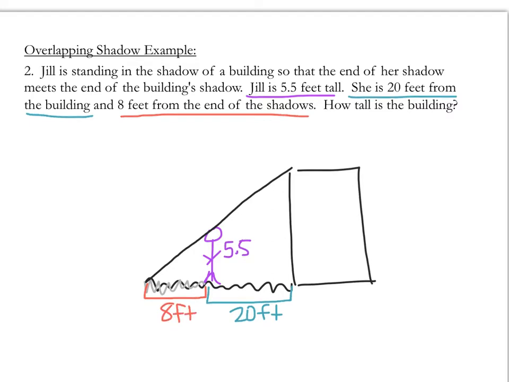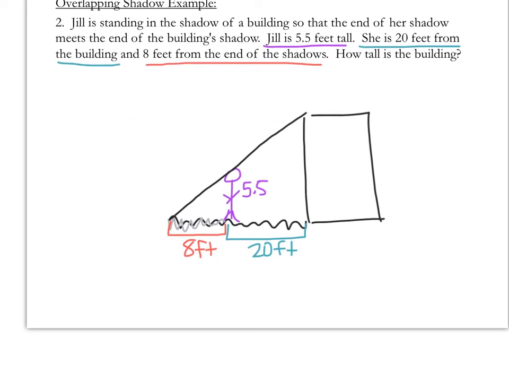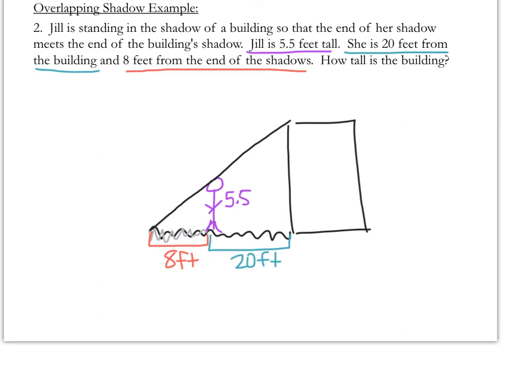So we can fill all that in, but to do this problem properly, we're trying to find how tall the building is. We're trying to find x over here. So to do this properly, we need to draw out two separate triangles. The small triangle is the triangle Jill makes with her shadow, 5.5 over 8.